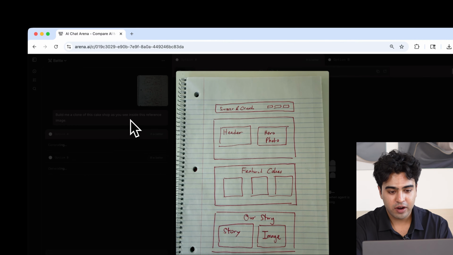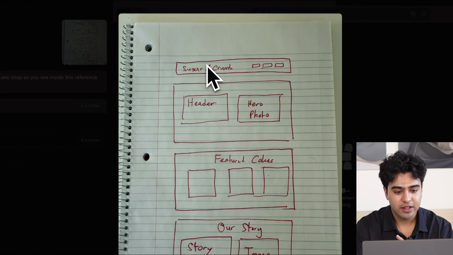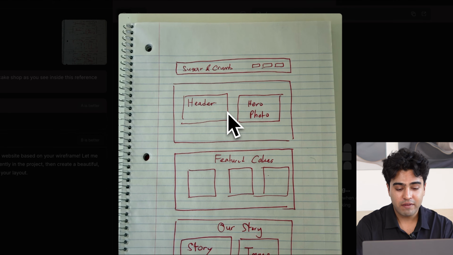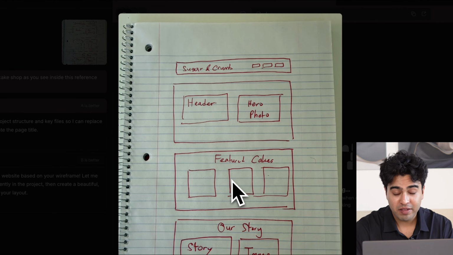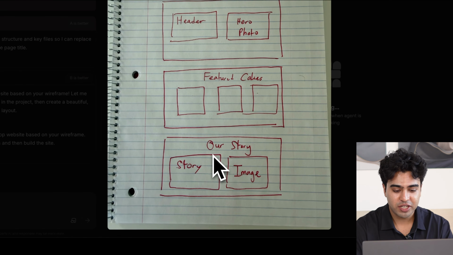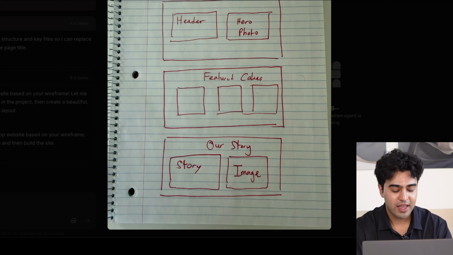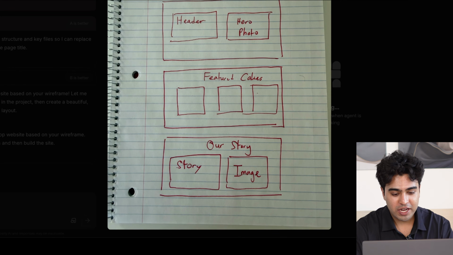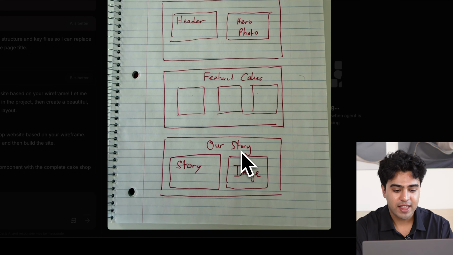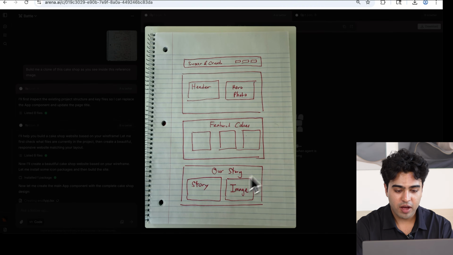What I'm really looking for is how close the model can actually bring this image to life. So we have a nav bar here. It has the name of the cake shop. It has a few menu items inside of the nav bar. We have a header. We have a hero photo. Maybe some cake photo would do. We have some featured cakes, so the top selling cakes probably in the shop. And we also have a section to talk about our story, because this is a local cake shop, and we can have a story about it that connects with our audience, and also an image to go alongside with that.